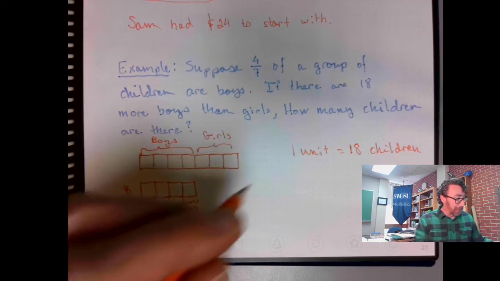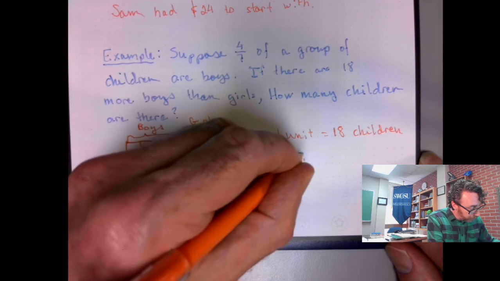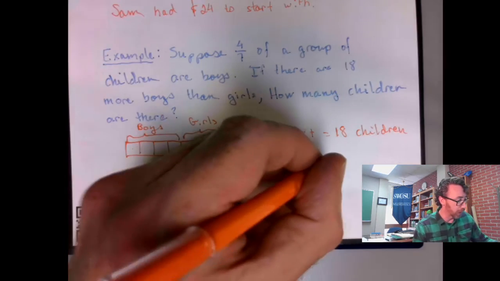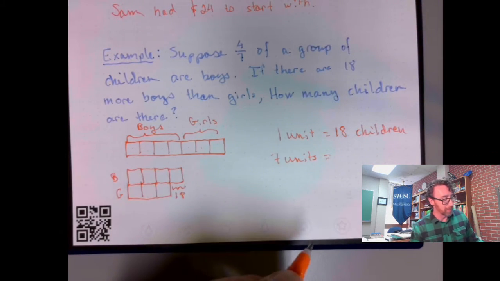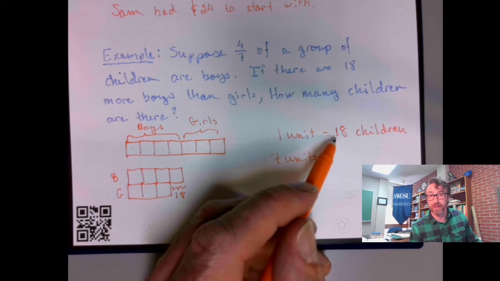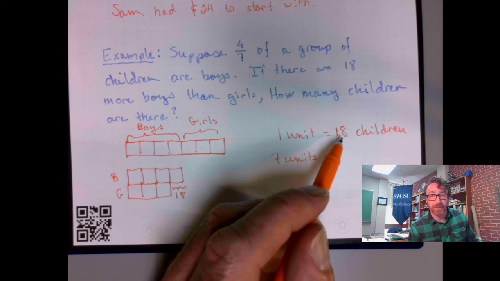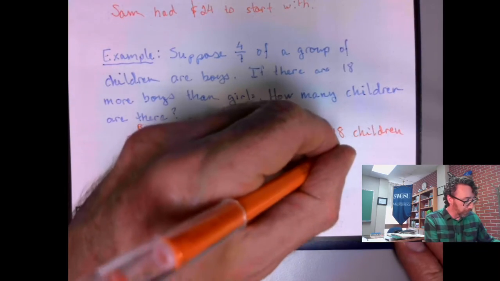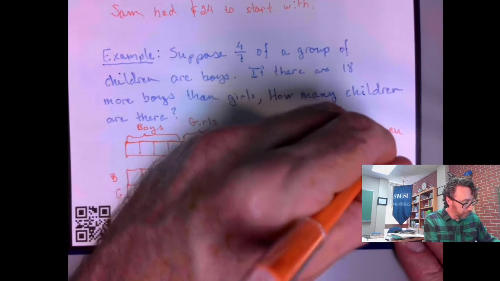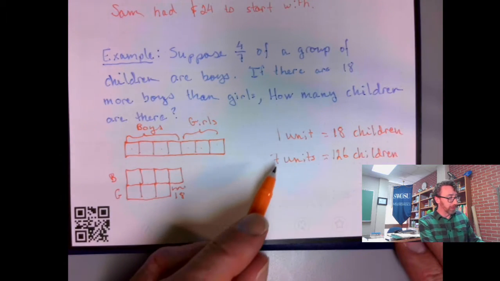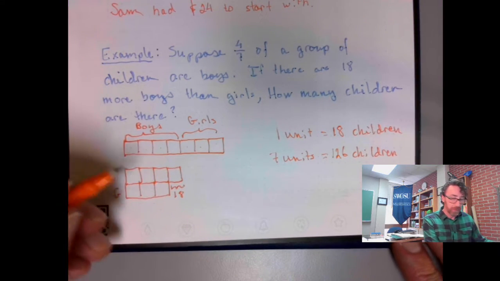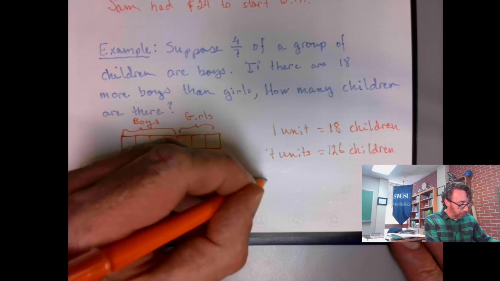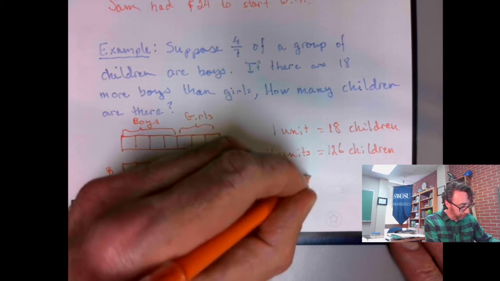And my bar diagram has 7 units altogether. There's no need to find the boys and the girls separately. We can do it all in one shot. So 7 times 18: 7 times 10 would be 70, 7 times 8 is 56, and 70 plus 56 is 126. So 1 unit equals 18, 7 units would be 7 times 18. And now we can write our sentence. There are 126 children.